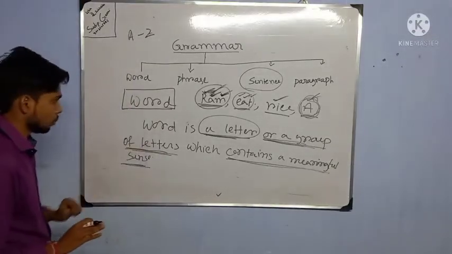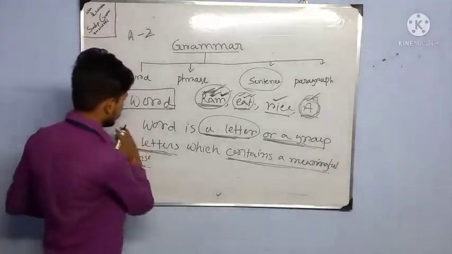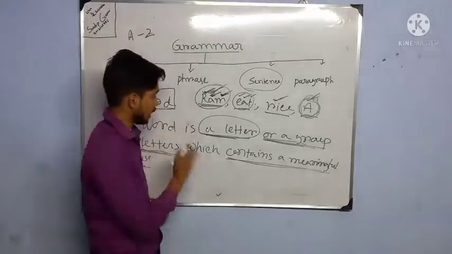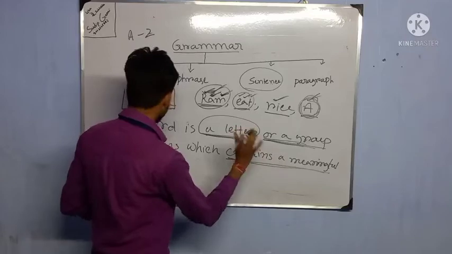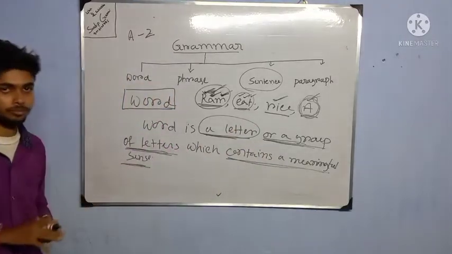What is the meaning of word? So there are two conditions. What are the two conditions? One condition is a letter or a group of letters, and the second condition is containing a meaningful sense.